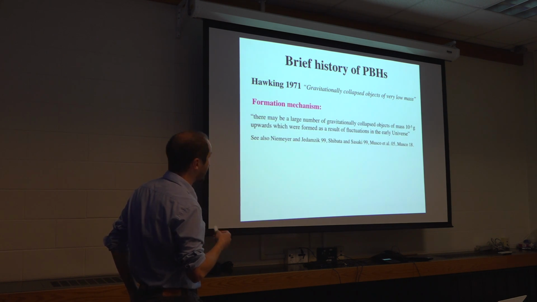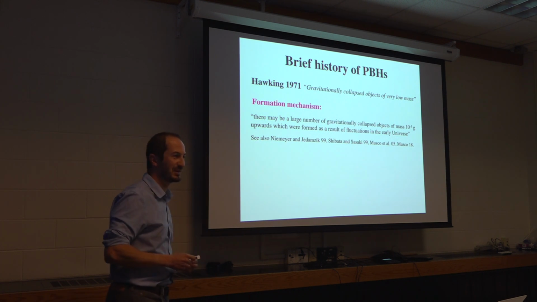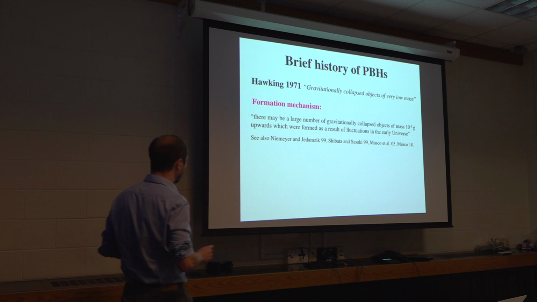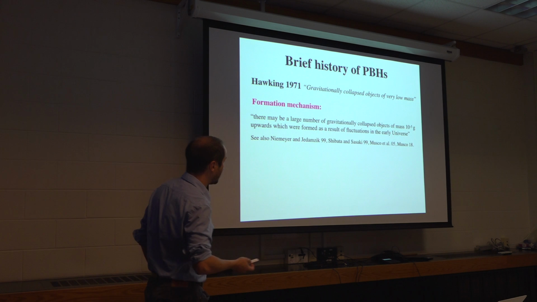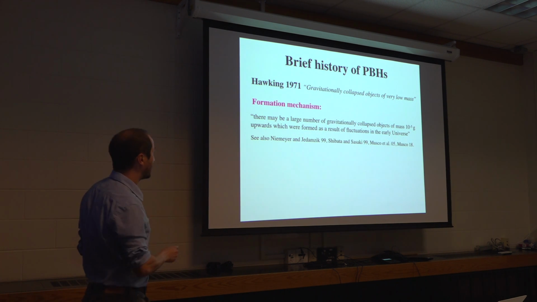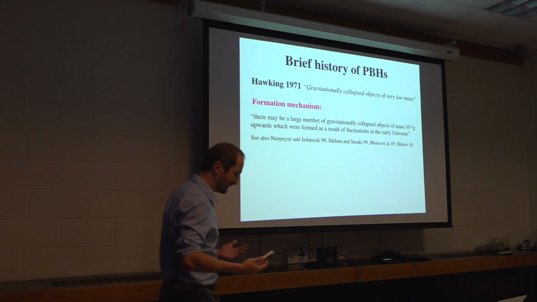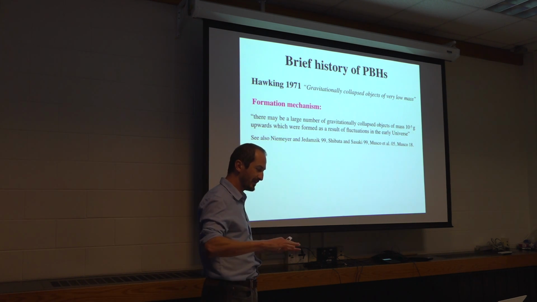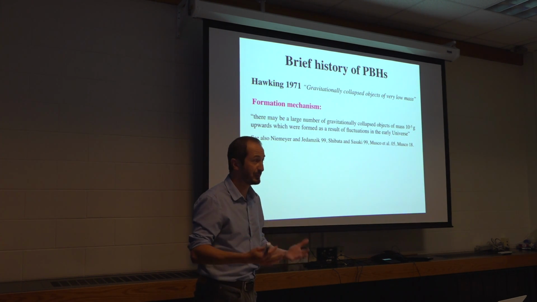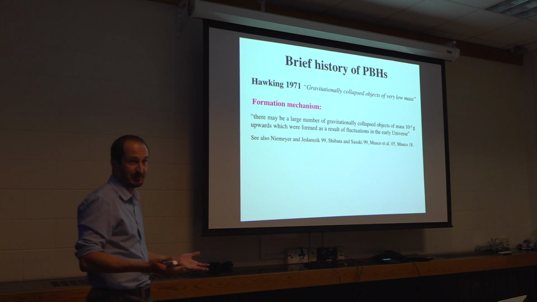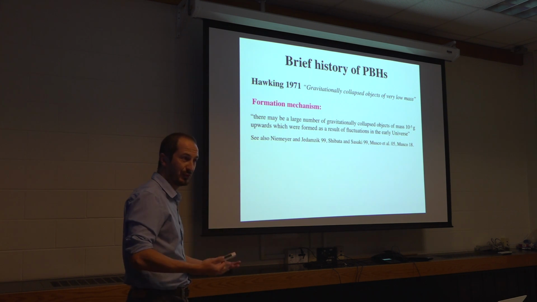First, he provides a formation mechanism, which is considered, I think, the most standard formation mechanism for this non-standard dark matter. There could be a large number of gravitationally collapsed objects above the Planck mass, which were formed as a result of fluctuations in the early universe. As I said before, the idea is that on scales much smaller than those measured by the CMB, if the fluctuations are actually of order tens of percent, they could, in principle, directly collapse to form black holes. And people actually do run numerical simulations of this process and do obtain black holes.